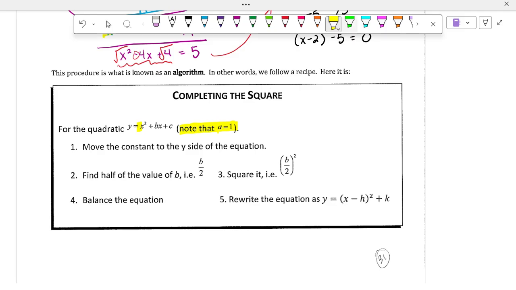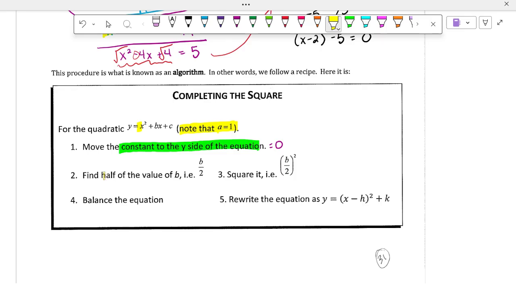But you would first move your constant to the y side of the equation. I typically just set it equal to 0 and then move it to the other side, just because sometimes the y can confuse you. So you can just rewrite your equation, set it equal to 0, and then move it that way.